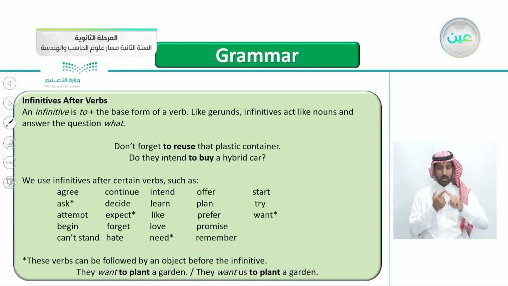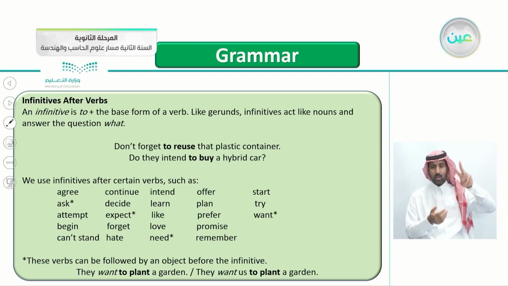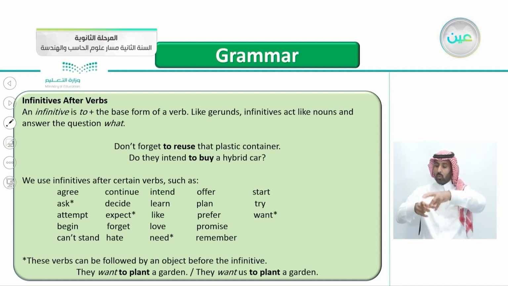Infinitives after verbs. If you remember the infinitive, an infinitive is to plus the base form of the verb. So remember the infinitive, which is two parts, to, then the base form of the verb. Like gerunds, infinitives also act like nouns and answer the question what. For example, here, don't forget to reuse the plastic container. Or do they intend to buy a hybrid car? So the verbs here, forget and intend, came before the infinitive to reuse or to buy a hybrid car.